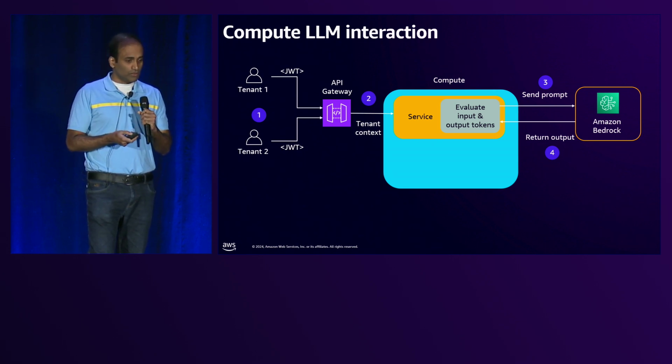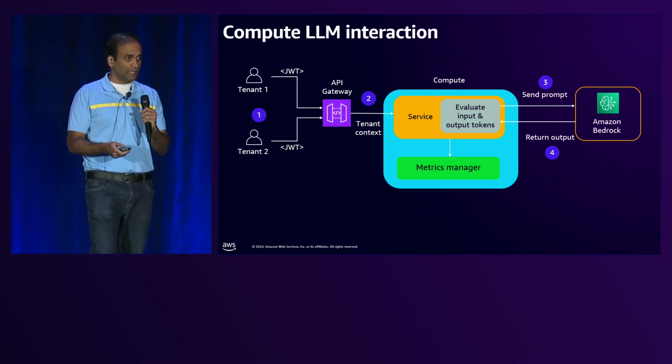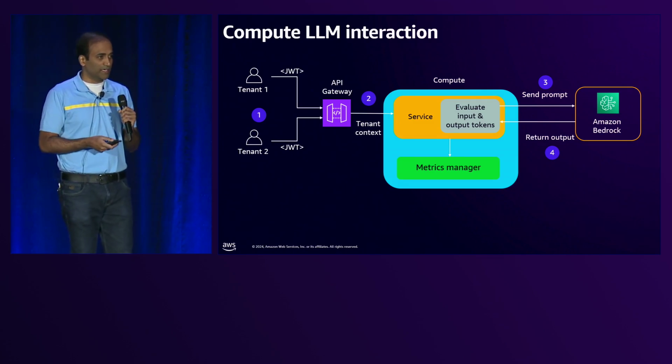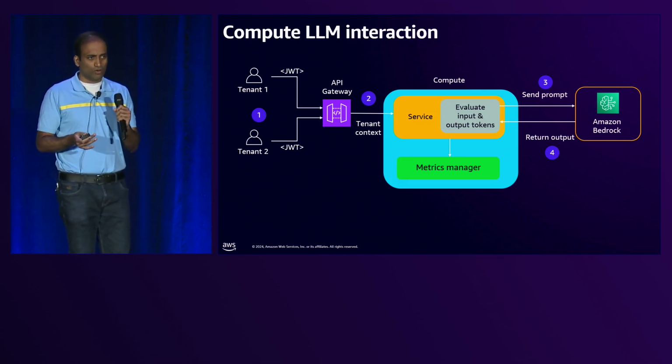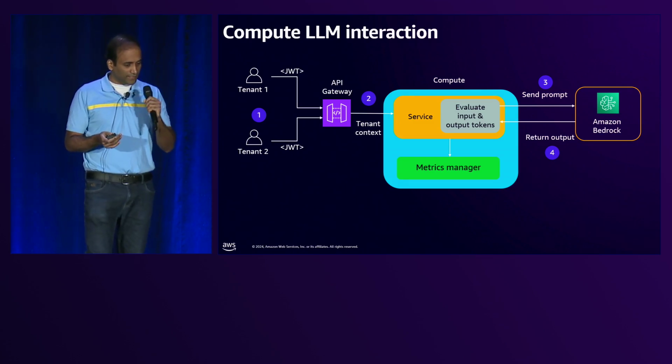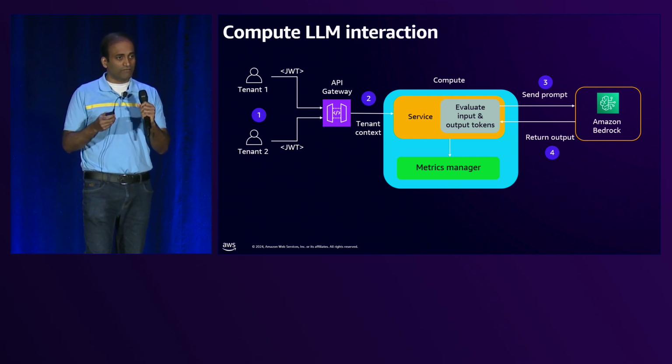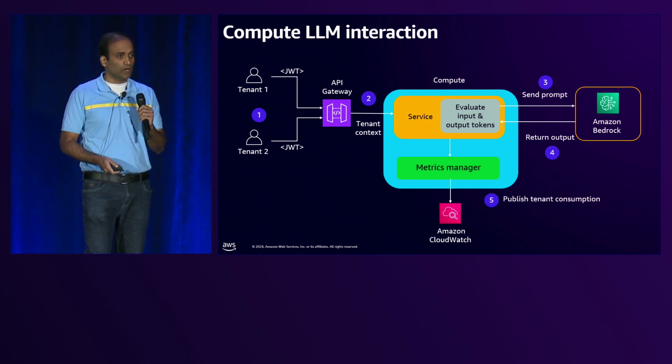So now what you could do is this service can use some kind of a library. In this case, I'm just showcasing a metrics manager library. Think of this as a piece of code which takes the tenant context and the output response. From the tenant context, it gets the tenant ID, and from the response, it gets the number of input tokens and output tokens, puts them together, and publishes to the CloudWatch logs.